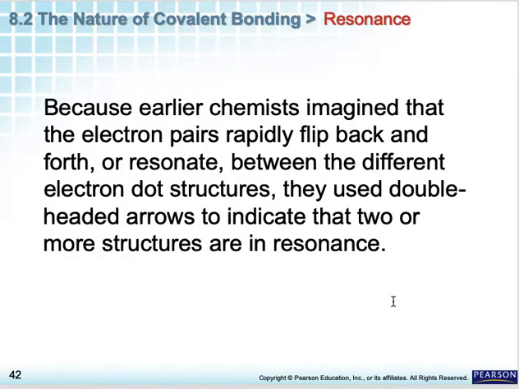Earlier chemists imagined that the electron pairs rapidly flip back and forth, or resonate, and it's actually not that. It's more that both are happening at the same time. So they called it resonance forms. It really doesn't flip back and forth.